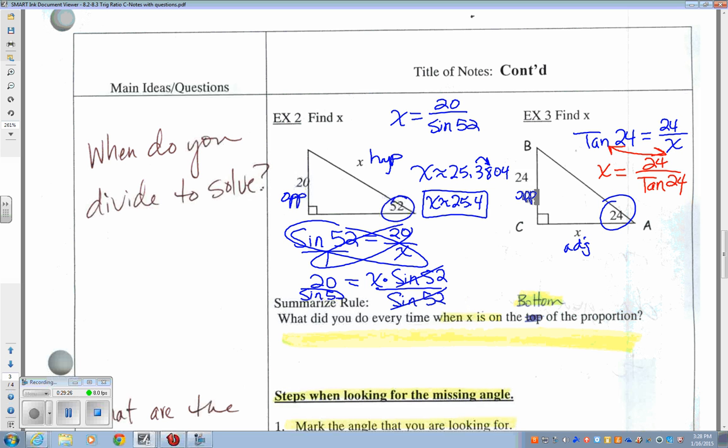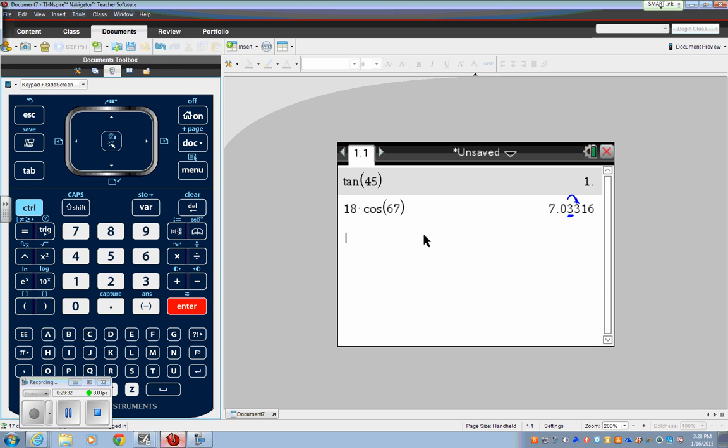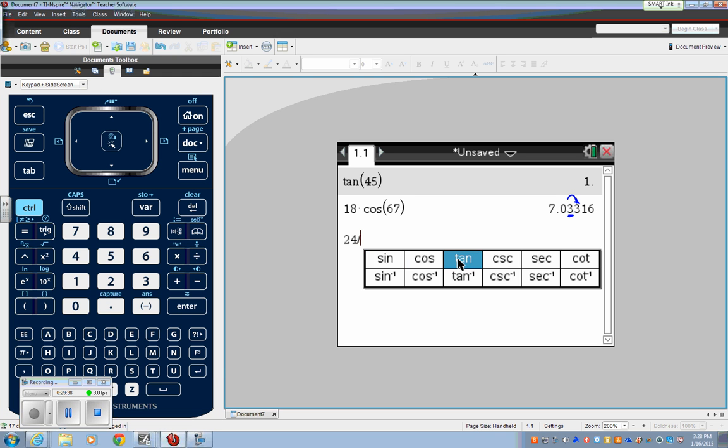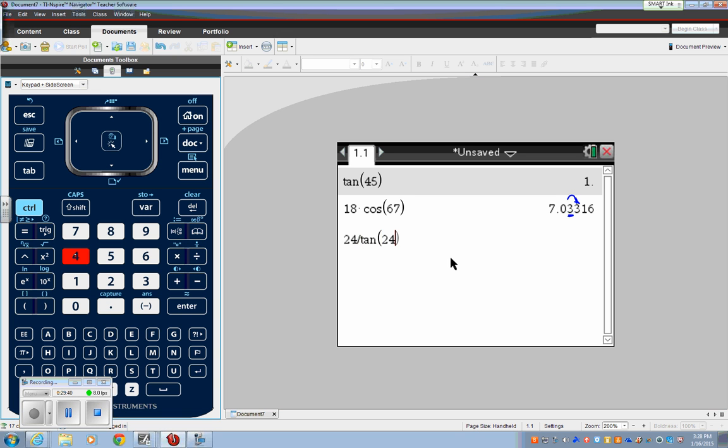So we have to go in our calculator and say 24 divided by the tangent of 24. Okay, 53.9. Are we good on that?